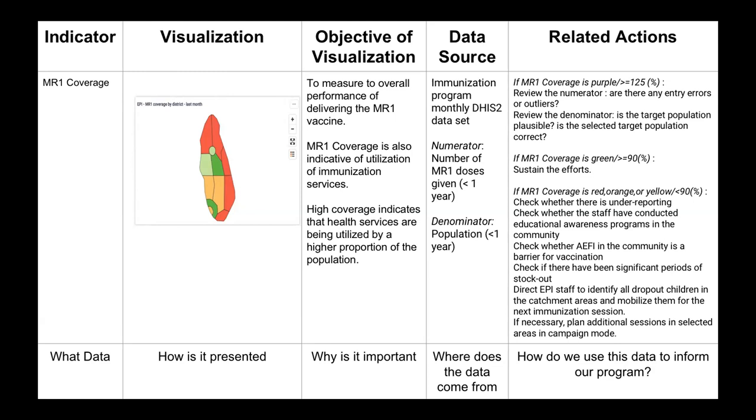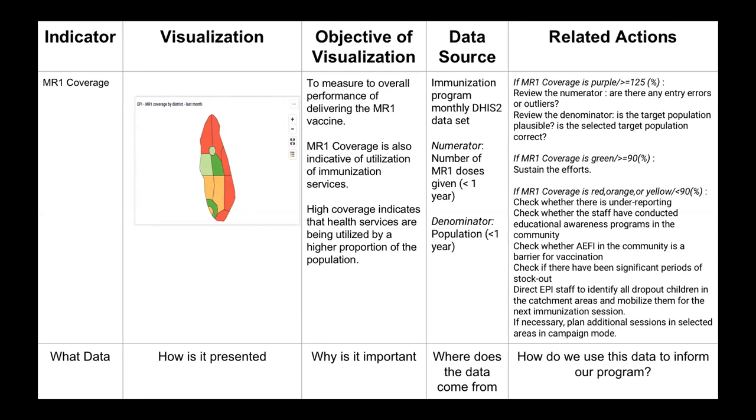Then for the related actions, if MR1 coverage is greater than 125%, then the actions would be to review the numerator as well as to review the denominator and cross-check the data. If MR1 coverage is green, that is greater than 90%, then everything is great, and the directive would be to sustain the efforts.